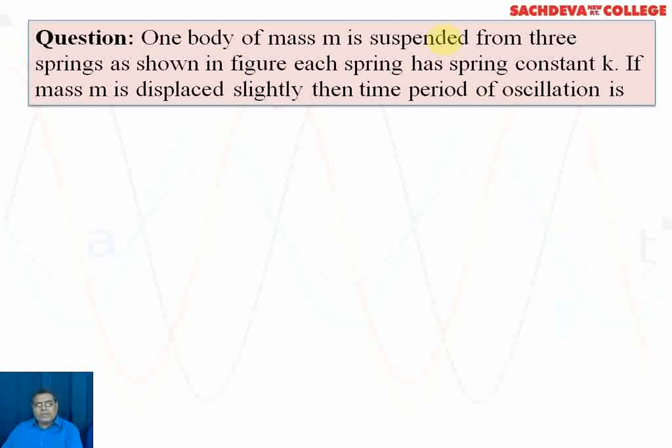Now in another question, one body of mass m is suspended from 3 springs as shown in the figure. Each spring has spring constant k. If mass m is displaced slightly, then the time period of the oscillation will be how much? Normally the time period is given by 2 pi under root m over k, whereas frequency of oscillation is 1 over 2 pi under root k over m.